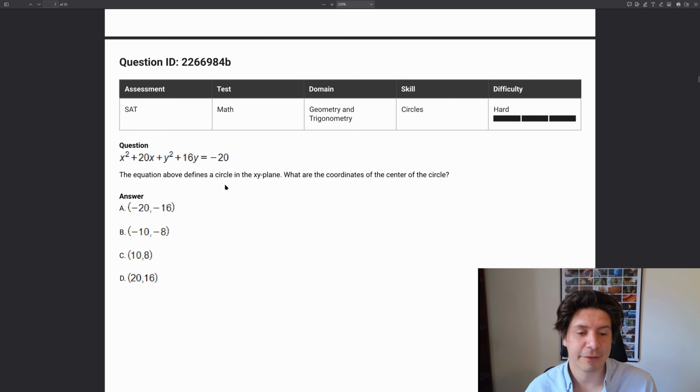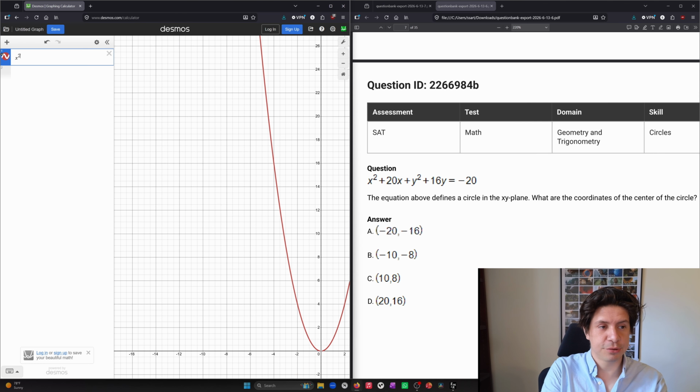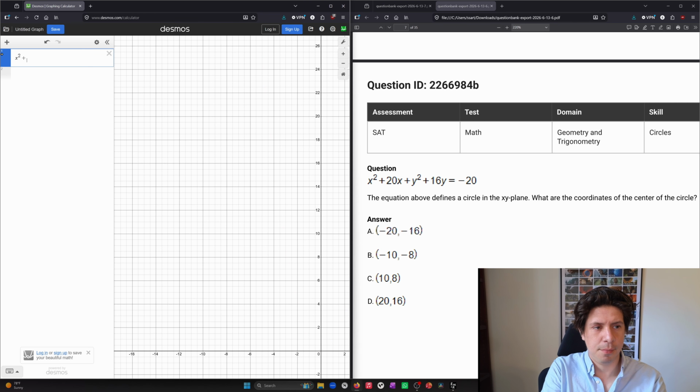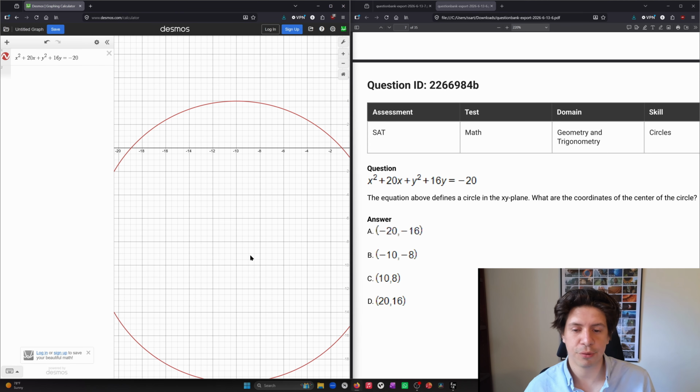The equation above defines a circle in the XY plane. What are the coordinates at the center of the circle? You know what I'm going to do? I'm going to do Desmos. I'm going to do x^2 + 20x + y^2 + 16y = -20. And the center is both negatives.